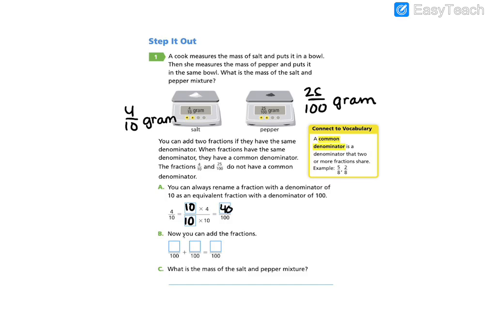So now we can add our fractions. 40 hundredths plus our 25 hundredths, right? This is our salt. This is our pepper. It will give us the total mass of 65 hundredths. Right, so the problem asks us, what's the mass of the salt and pepper mixture? It is 65 hundredths of a gram.